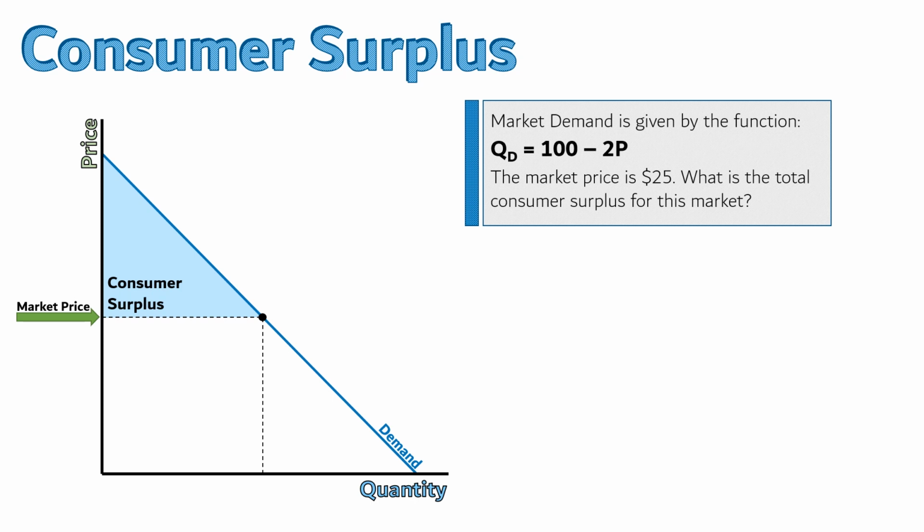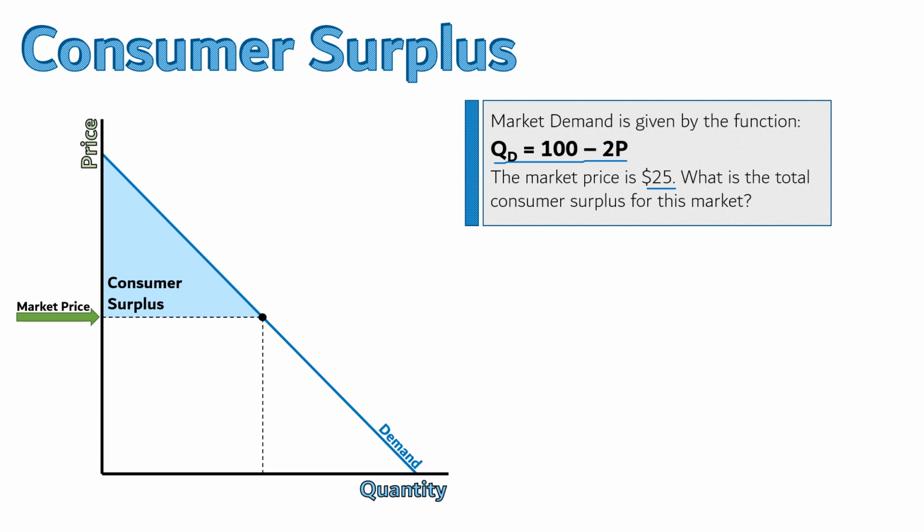One thing we can do with our model of consumer behavior is actually calculate some hypothetical consumer surplus. Let's say that the market demand function is given by QD equals 100 minus 2P, and the market price is $25. What is the total consumer surplus for this market?